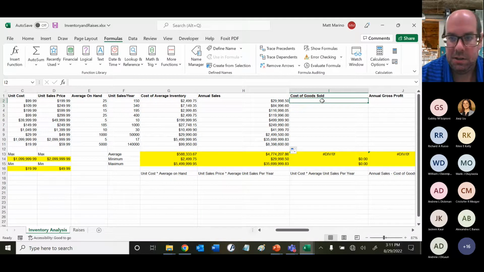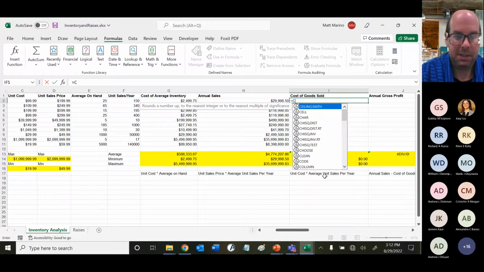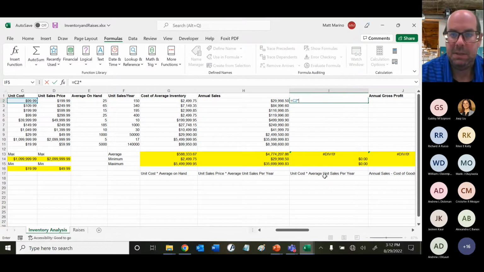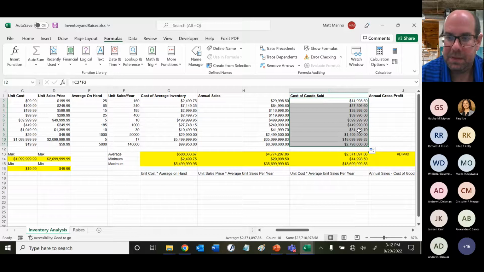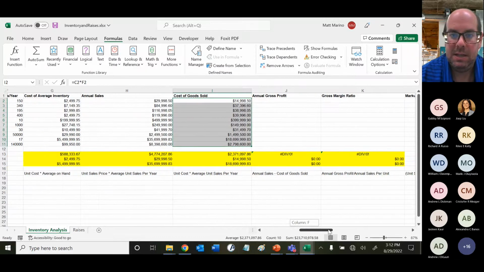For cost of goods sold, we're told unit cost times average unit sales per year. Again, unit cost is in C, so we do C2 times our average unit sales per year, which is in F. So C2 times F2. Again, multiply to get our answer. Click back in the cell. Drag it down with the black plus to autofill. And again, we have all our work done for us. Our average, min, and max is now done.